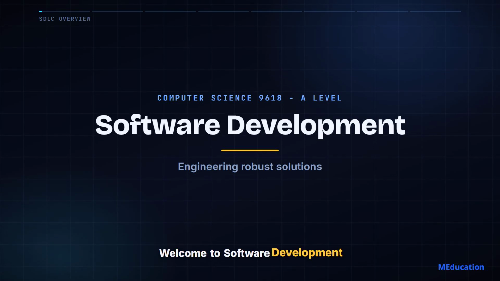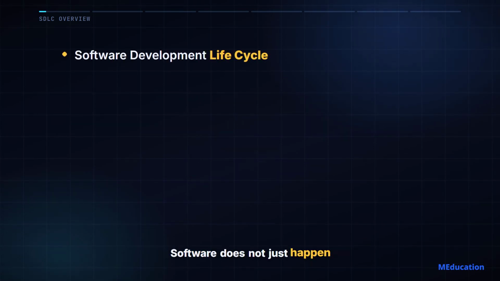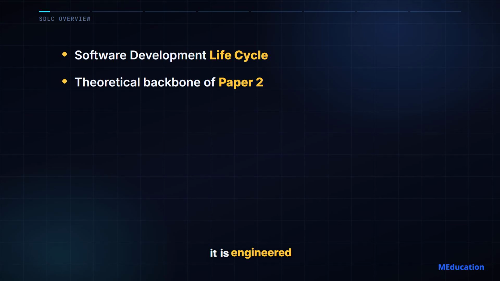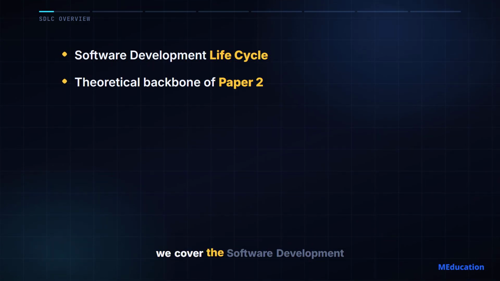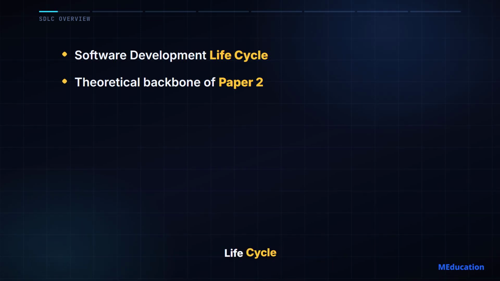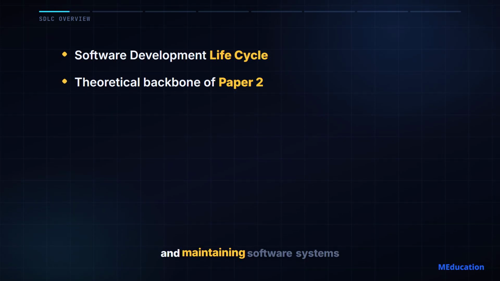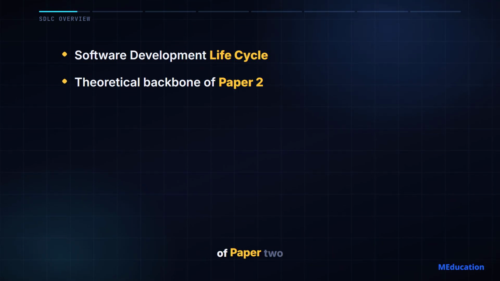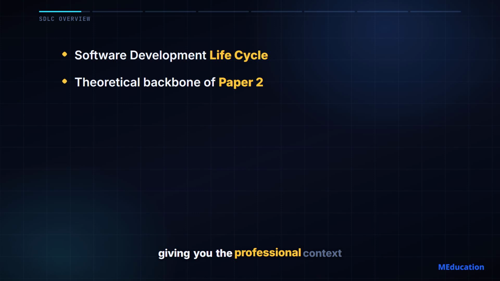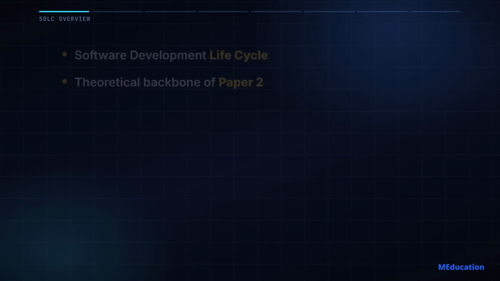Welcome to software development. Software does not just happen, it is engineered. In this unit, we cover the Software Development Lifecycle, or SDLC. This is the structured process of planning, creating, testing, and maintaining software systems. It forms the theoretical backbone of Paper 2, giving you the professional context for all your programming and algorithmic work.